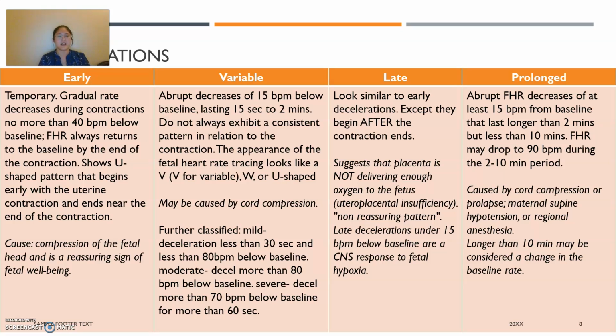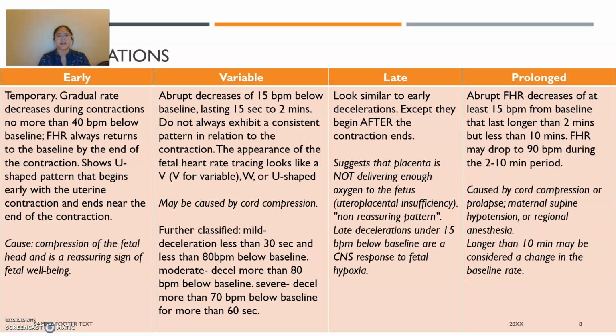Variable deceleration is a rapid decrease of 15 beats per minute below baseline lasting 15 seconds to 2 minutes. It does not always exhibit a consistent pattern in relation to contraction. It can look like a V for variable, W, or U shape. It may be caused by cord compression.